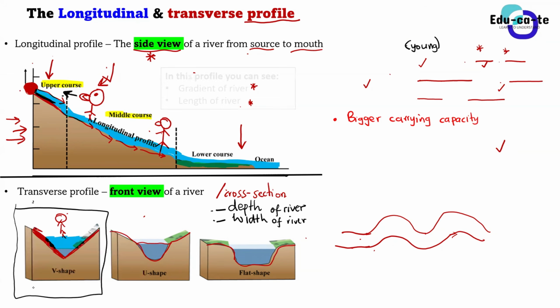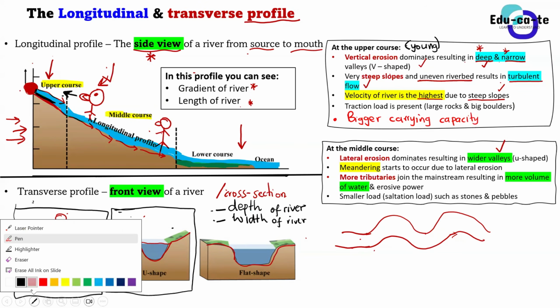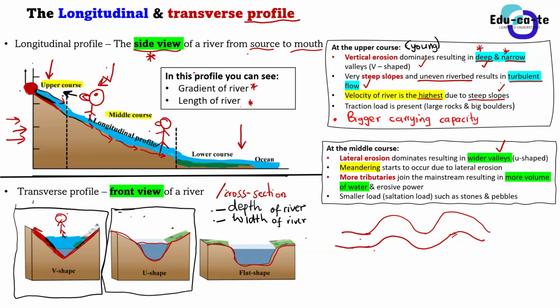But if you go to the middle course, what will you see? The transverse profile that you'll be able to see is a U-shaped valley. So the valleys there will be U-shaped. Why are they having a U-shape? It's because the river is now eroding sideways. Lateral erosion is dominating, causing the river valleys to be wider, and that creates a U-shape. And then meandering starts to occur due to this lateral erosion.